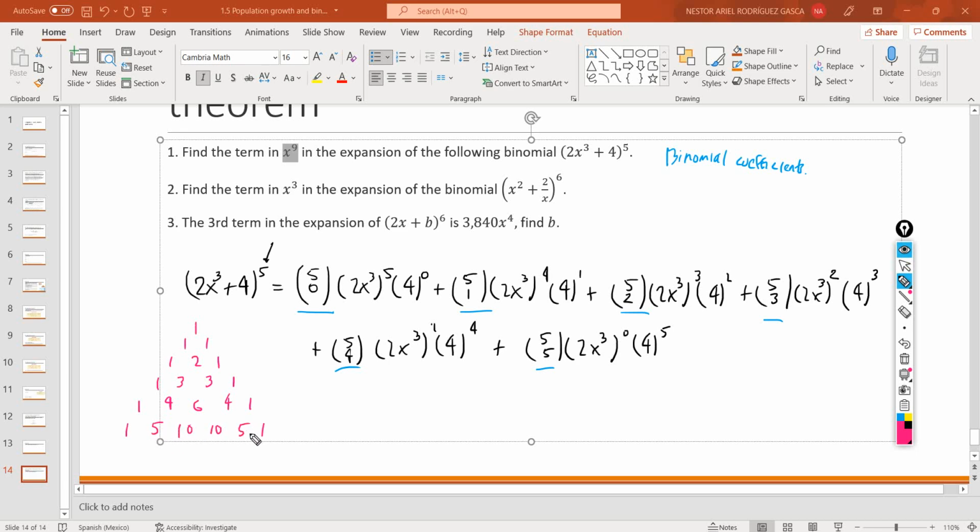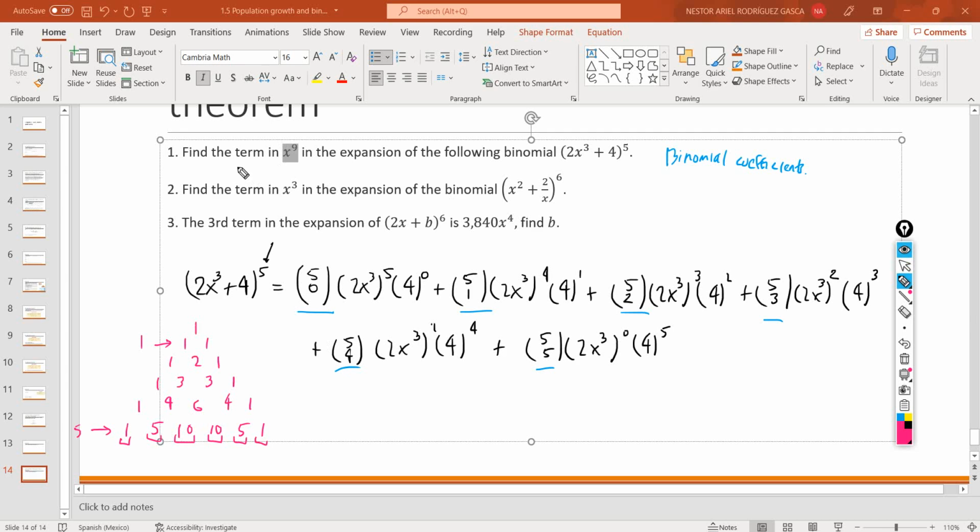Okay, and we can stop right here, because since our exponent is 5, I only need to construct the triangle up until the fifth row. Remember that we start to count from this row, that's the first, and that will be the fifth. This will be the fifth row, and these numbers, guys, will be our binomial coefficients. So 5 choose 0 is 1, 5 choose 1 is 5, etc.